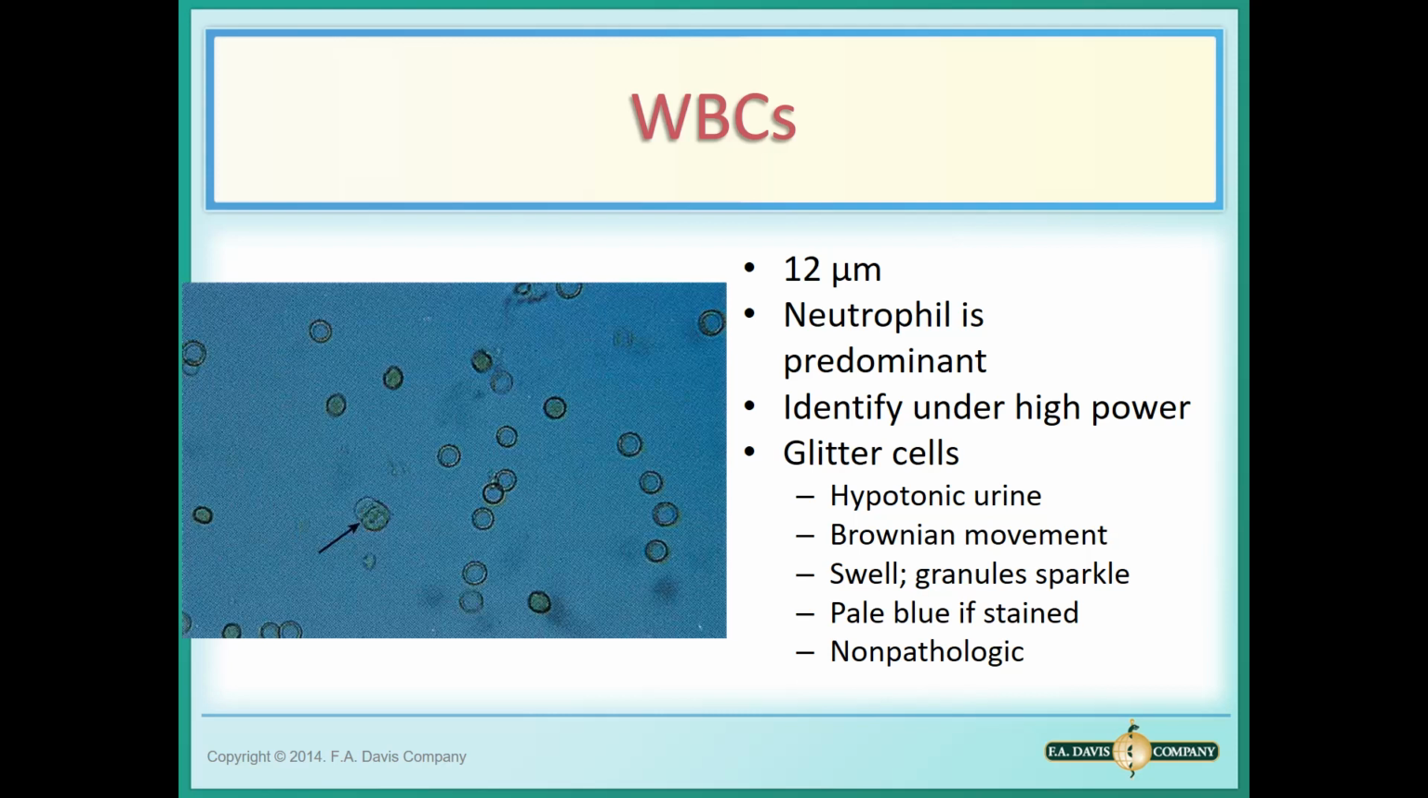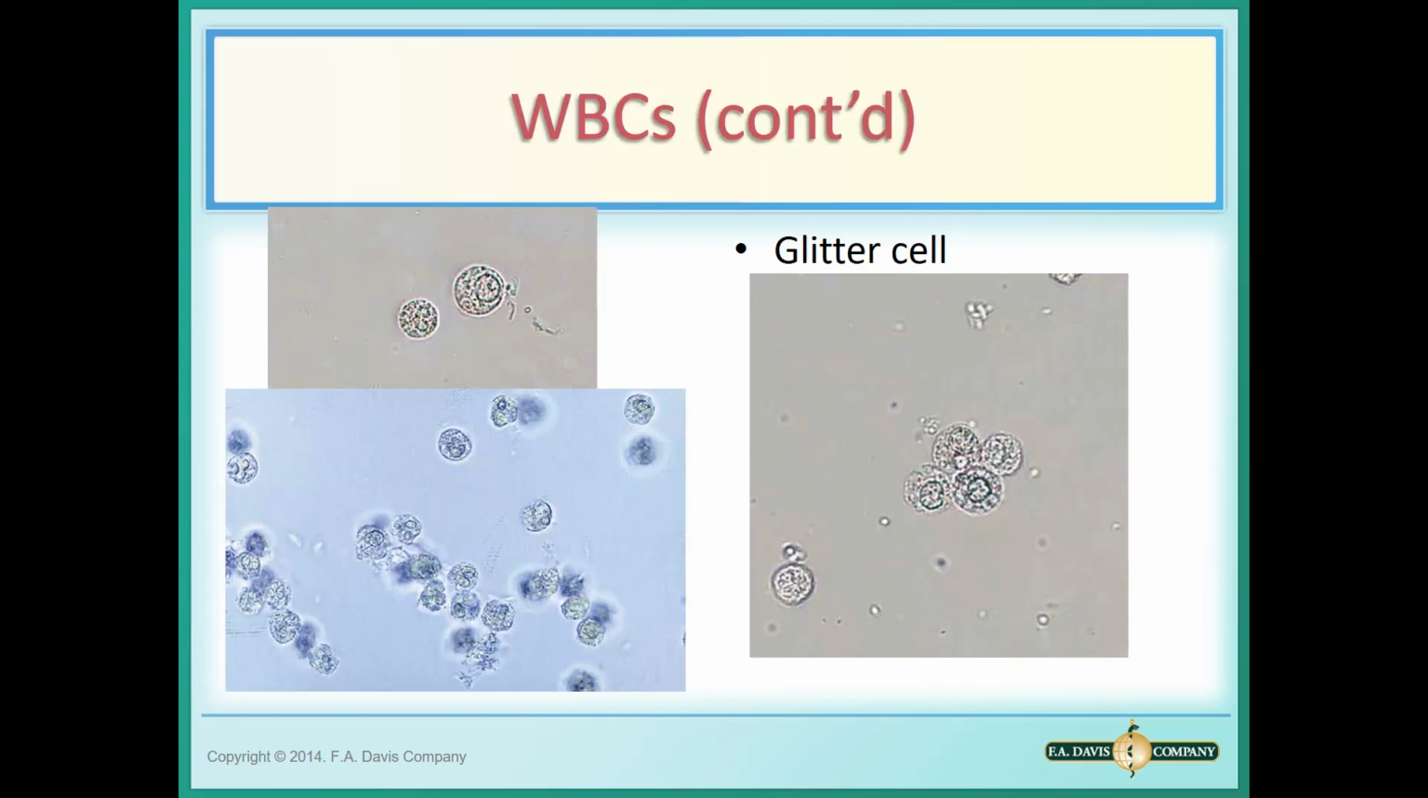The granules sparkle, and they will stain. White blood cells stain kind of a blue when they're stained in the urine. These are just some examples of white blood cells. This is a good one where you can see the nucleus. This one, do you see one lobe? Two lobes here. This is a neutrophil of some kind. There's at least two lobes. There may be more there.